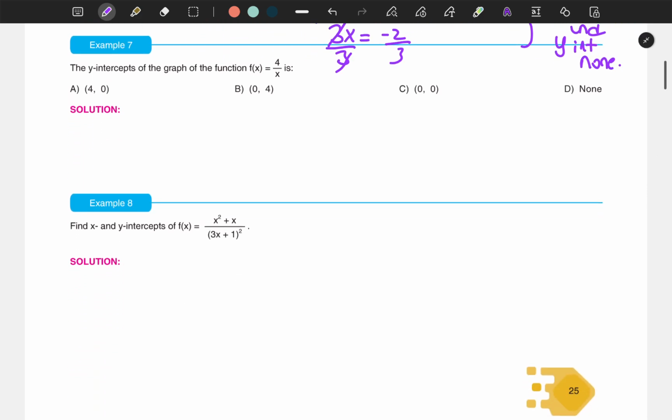Alright, scrolling down. Find the y-intercept. For the y-intercept, x always must be equal to what, guys? 0, isn't it? Okay. 4 over 0. Is it possible for the denominator to be 0? No. It's undefined. Every undefined case, it means what? None, isn't it? You see? D is the correct option.